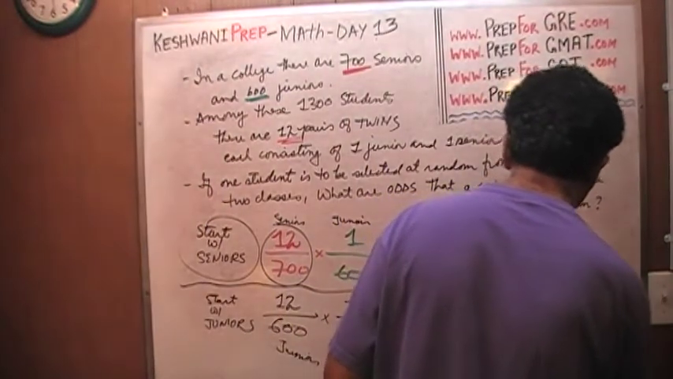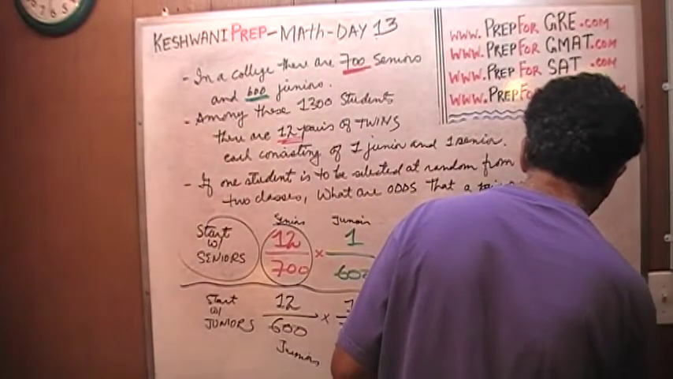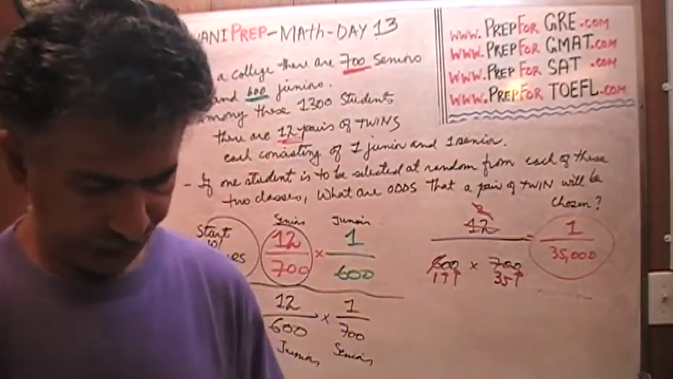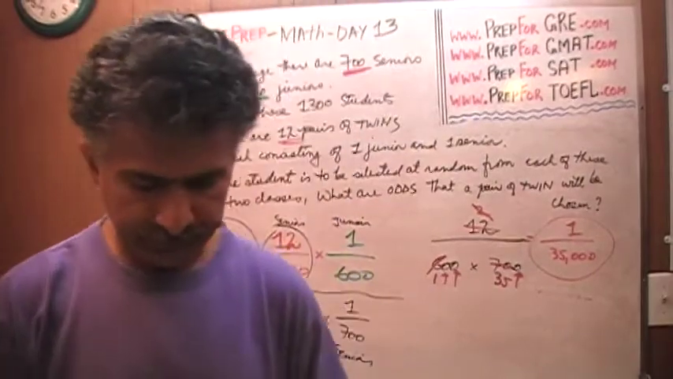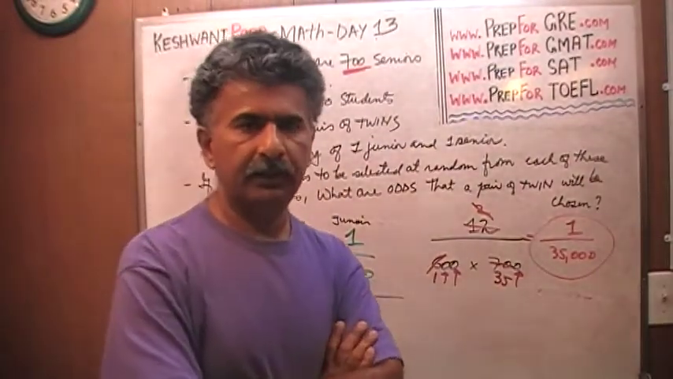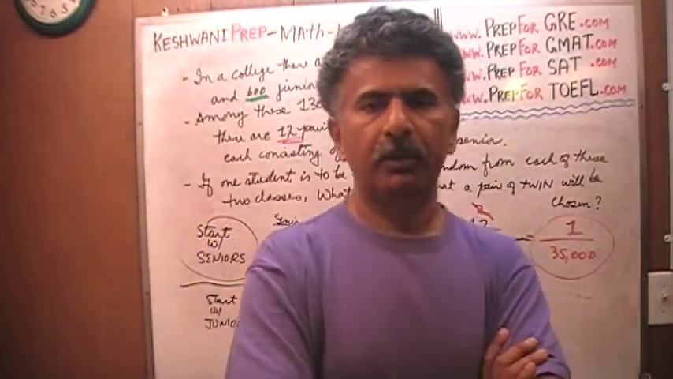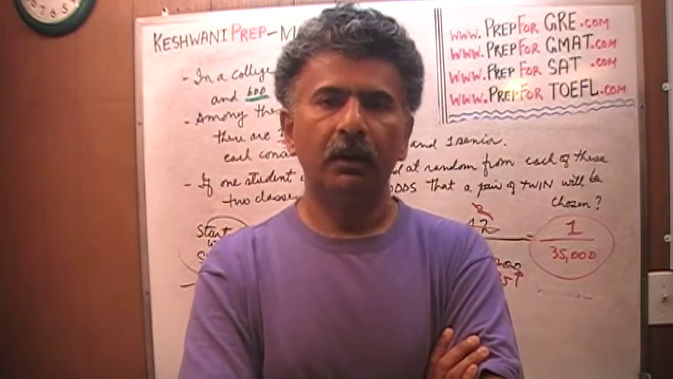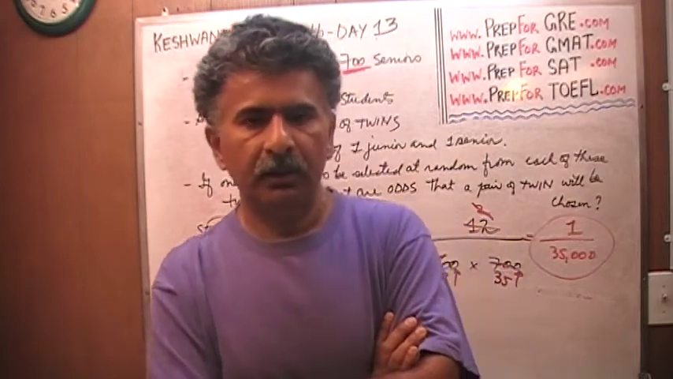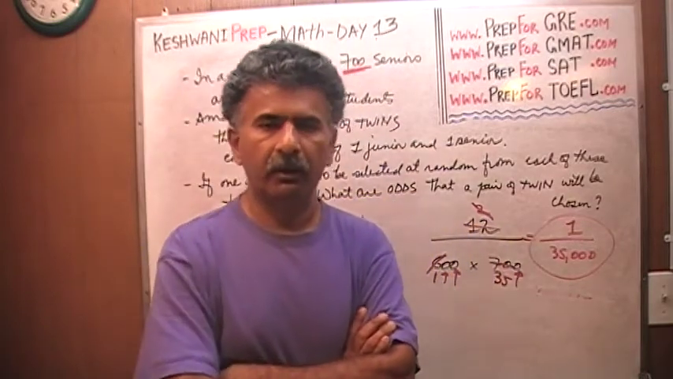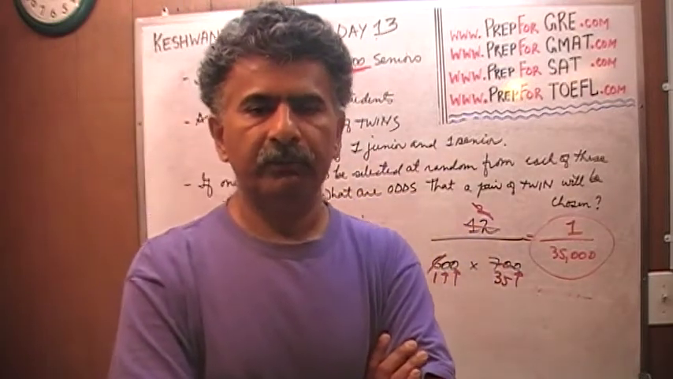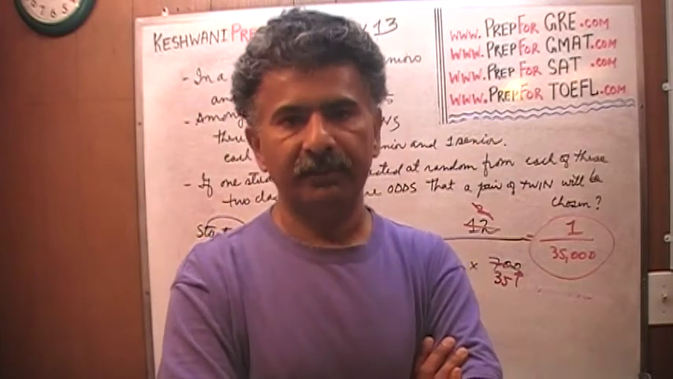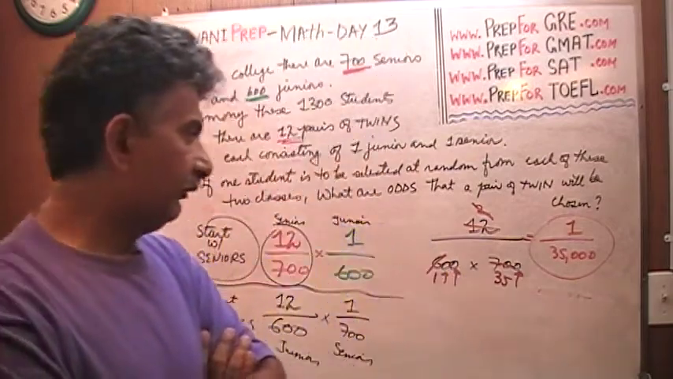That's it, 1 out of 35,000. Those are the odds. Highly unlikely that in a scenario like this, if I were to pick a person at random among the seniors and a person at random among the juniors, highly unlikely, very remote, that the pair I will end up picking at random would happen to be the twin siblings. But that's the odds. 1 out of 35,000. That's it. That was the answer.